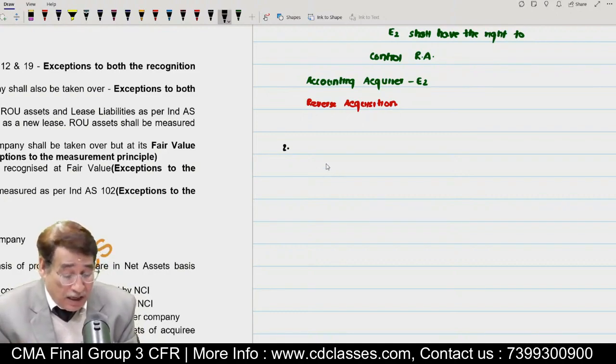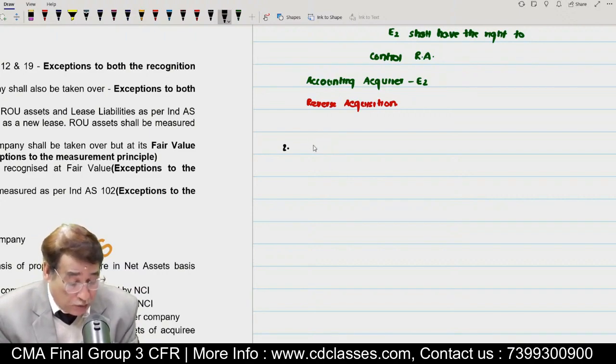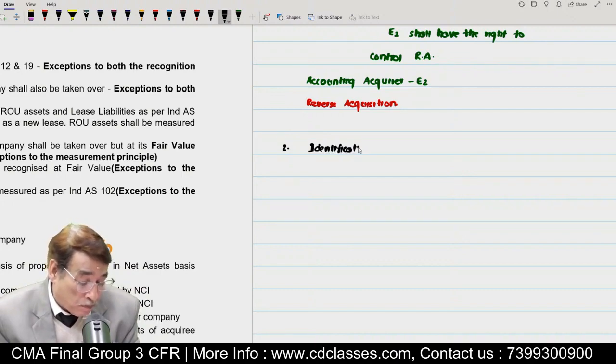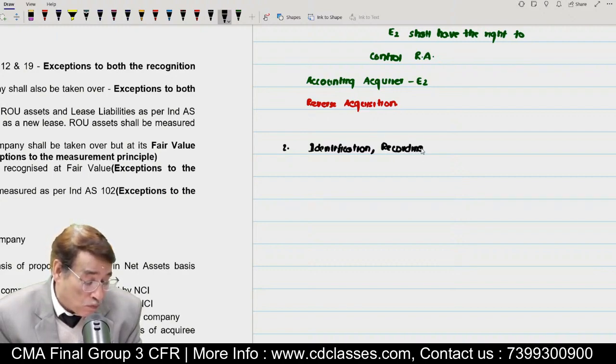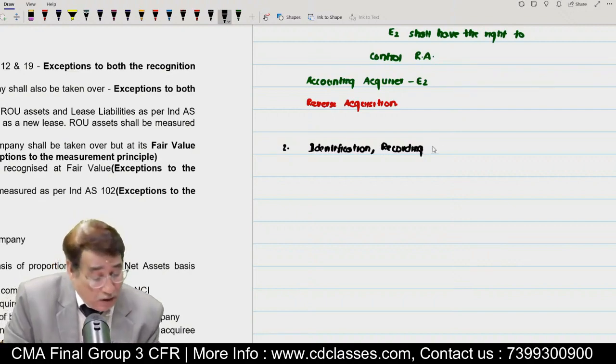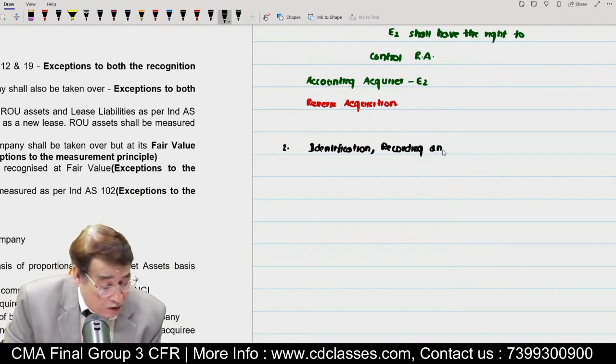Now, under the second step, what are we supposed to do? The second step deals with identification, recording, and measurement.